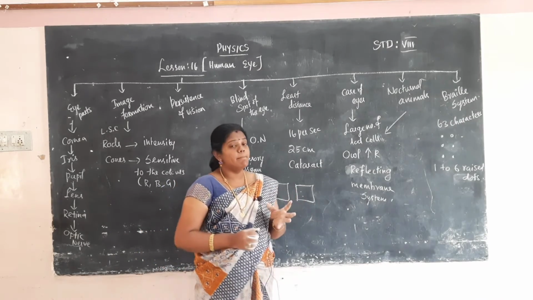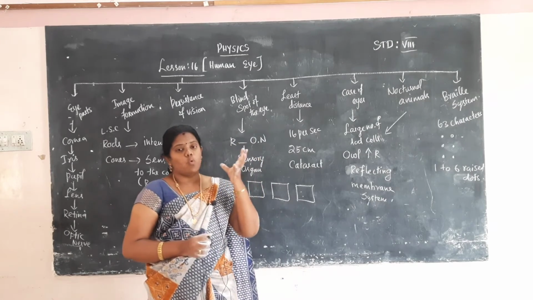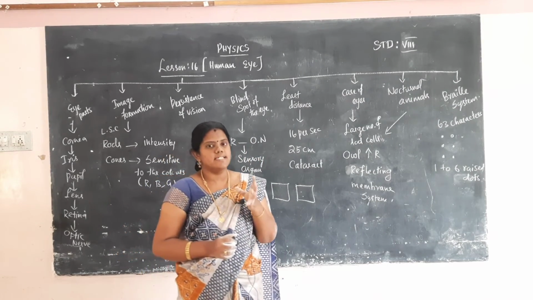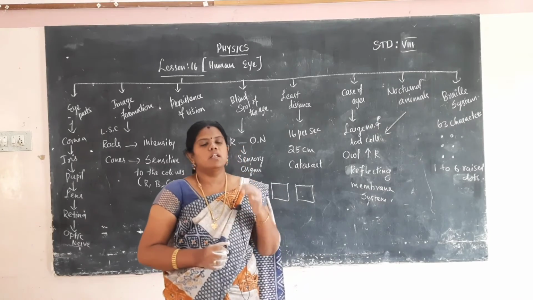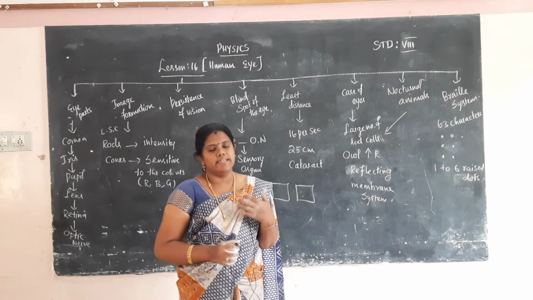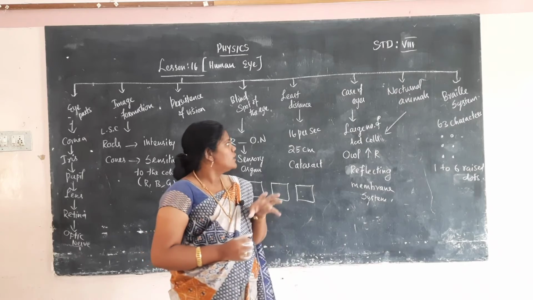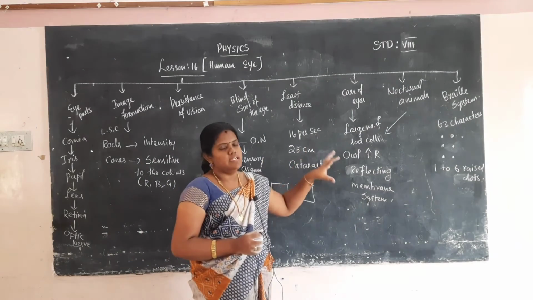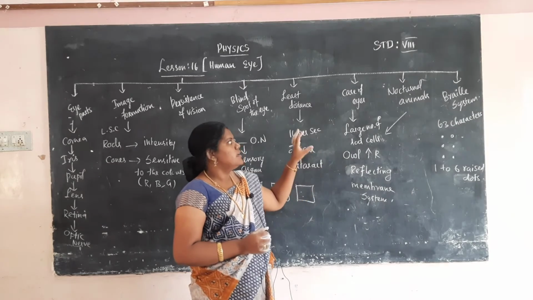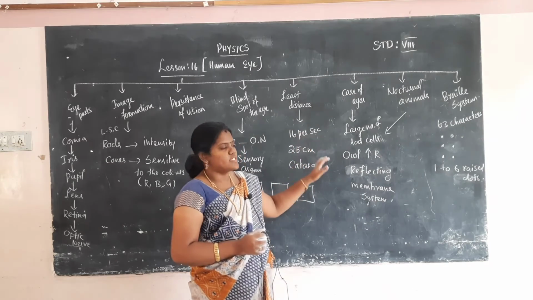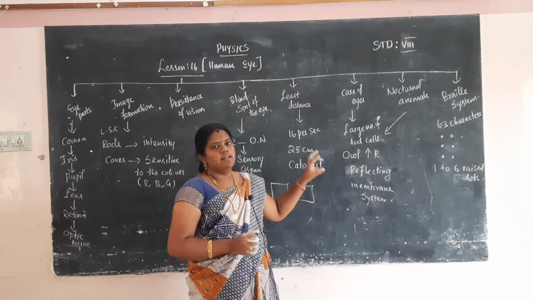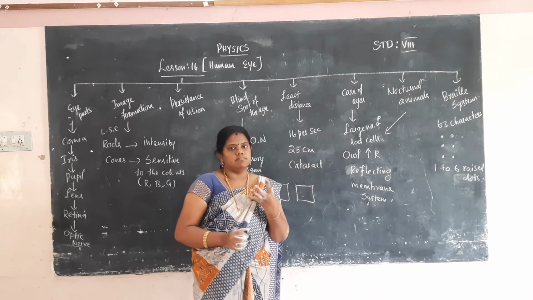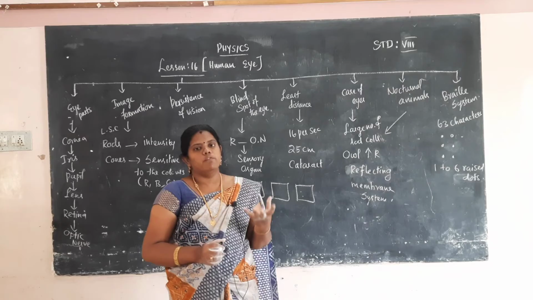Then some birds have a large number of rod cells. Rod cells are light sensitive cells, and they give a clear image of any object. That is the nocturnal animals. Nocturnal animals can see objects easily with the help of a large number of rod cells, a huge retina, and the reflecting membrane.